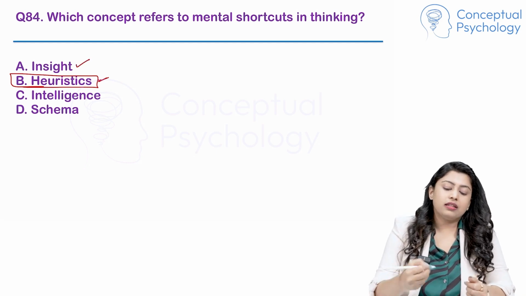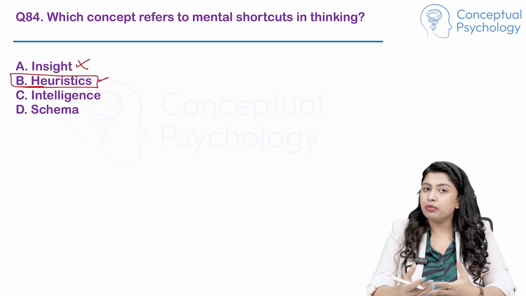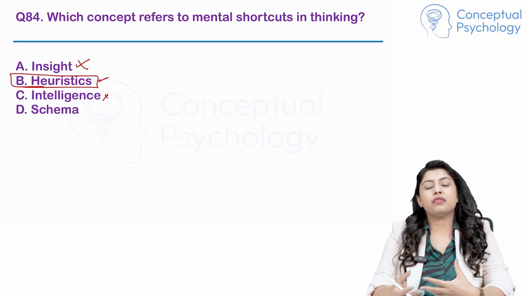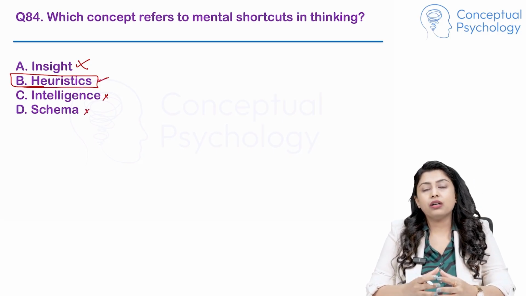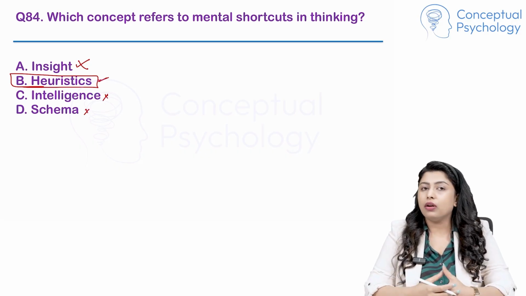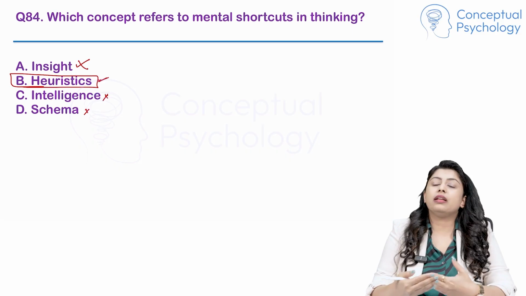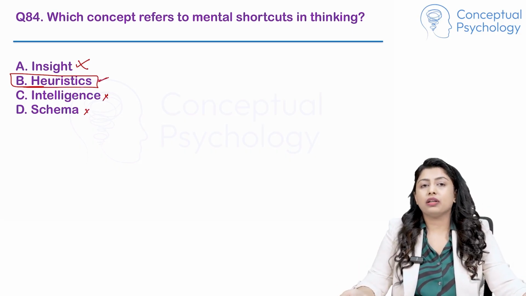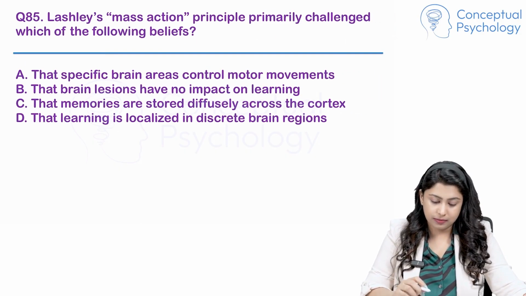What is insight? Insight is an understanding of, or the solution to, a problem. Intelligence is the general cognitive ability. Schema is the cognitive framework which is used for organizing knowledge. So, heuristics are the mental shortcuts that enable efficient decision making but can sometimes lead to cognitive biases and errors. Hence, B is the correct answer.